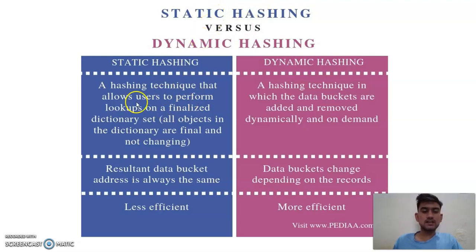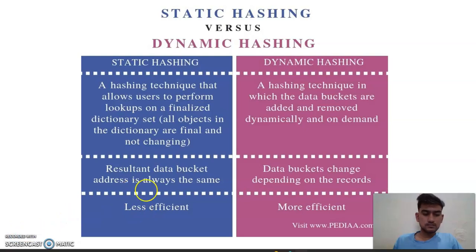Static hashing is a hashing technique that allows users to perform lookups on finalized dictionary sets, and dynamic hashing is a hashing technique in which the data buckets are added and removed dynamically and on demand. In static hashing, the resultant data bucket address is always the same. In dynamic hashing, the data bucket changes depending on the records. Static hashing is less efficient and dynamic hashing is more efficient.